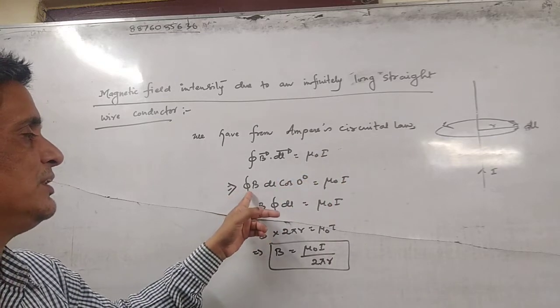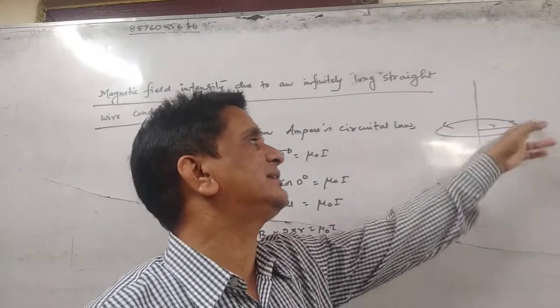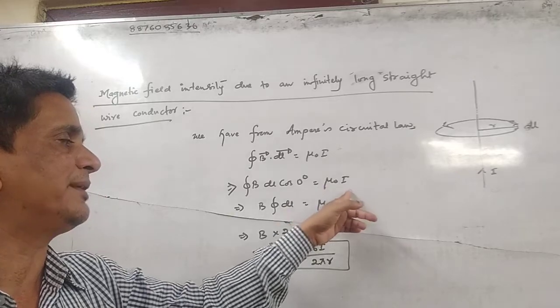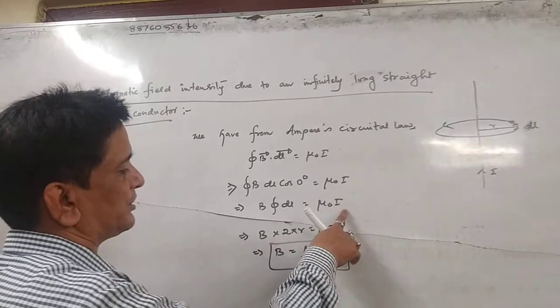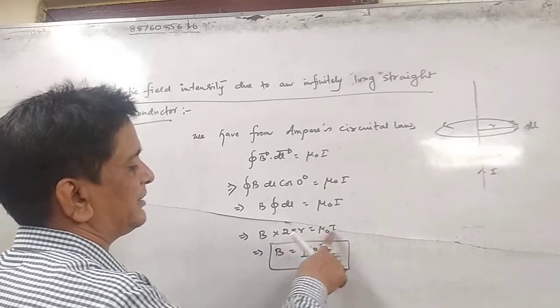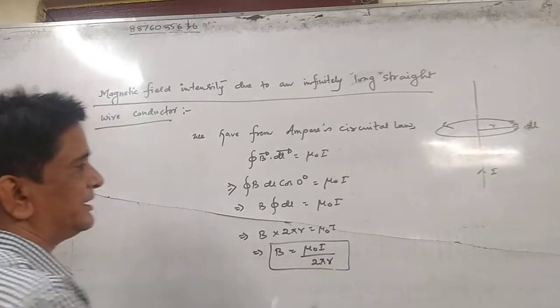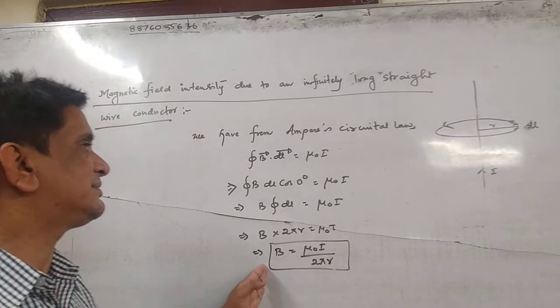It implies closed integral of B dl cos 0 degree, because magnetic field and length element are in the same line, so their angle is 0 degree, equal to mu naught into I. So B times closed integral of dl is equal to mu naught into I. It implies B into 2 pi R is equal to mu naught into I. It implies B equal to mu naught I divided by 2 pi R. Clear or not? So that is about Ampere's circuital law.